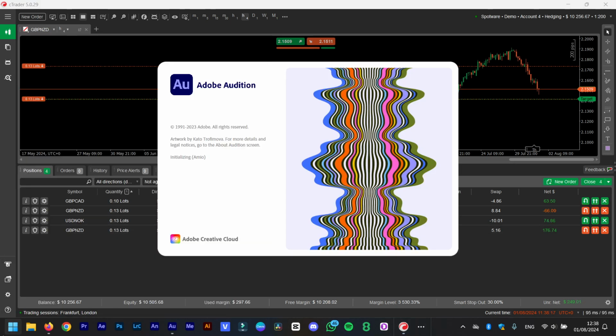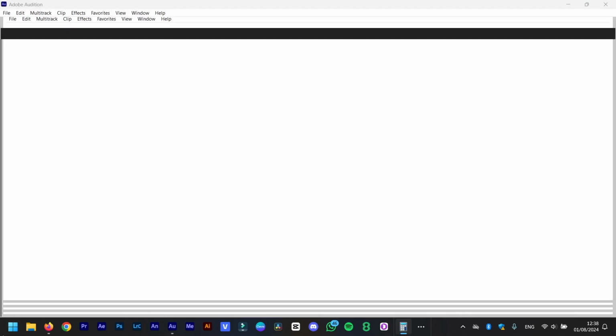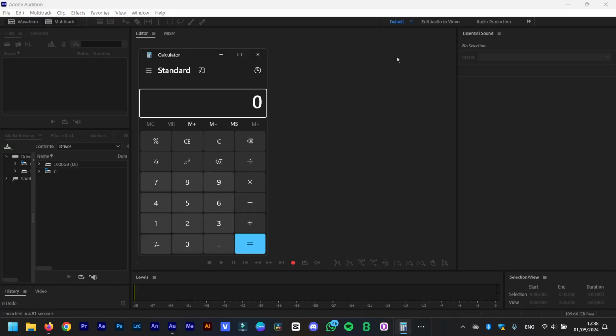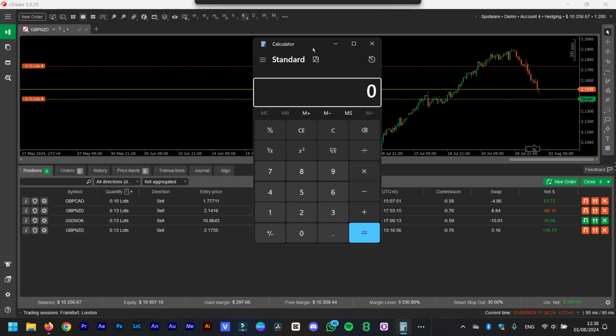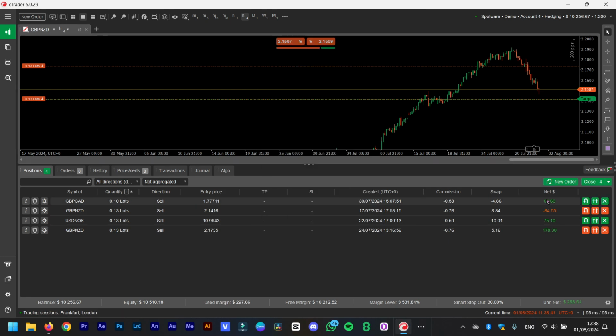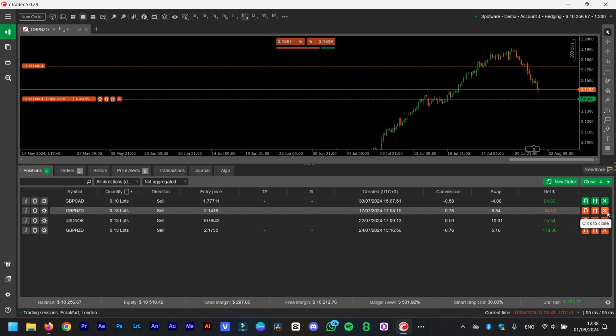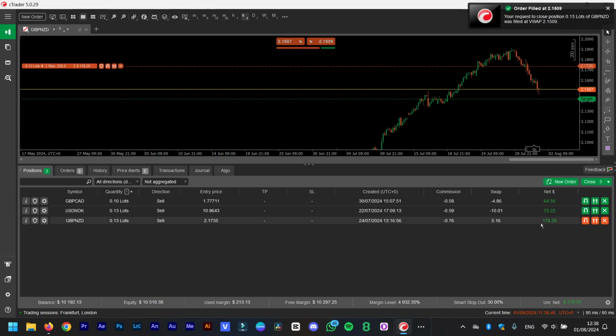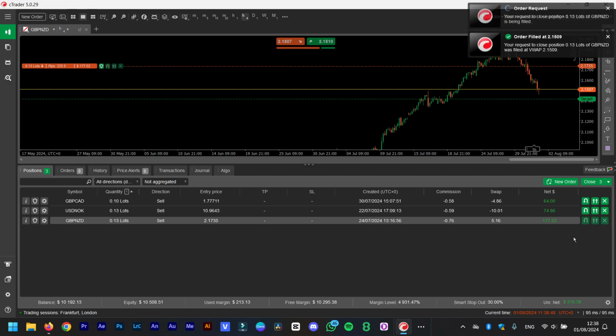Oh, sorry, I clicked on the wrong one. Not supposed to open that. Okay, so GBP NZD. So we have 176.75 subtracted by $65.32, more or less. We have this profit. So we have literally 1% of profit in this trade, and I'm gonna close them out right now. So I'm gonna close this one, and I'm gonna close this one right here.